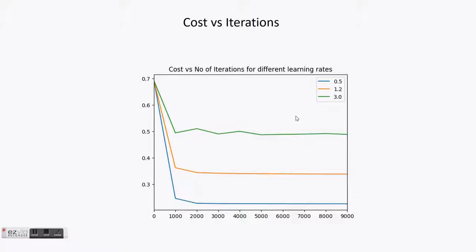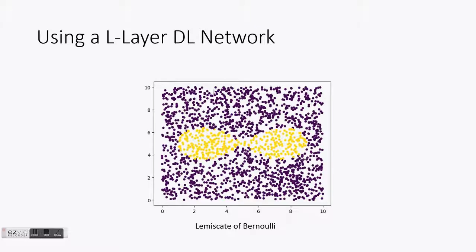Ideally what should happen is, for different values of alpha, if you keep plotting the cost versus the number of iterations, your cost should keep on dropping as you go. However, if you choose an incorrect value of alpha, it could increase, so that is very important.